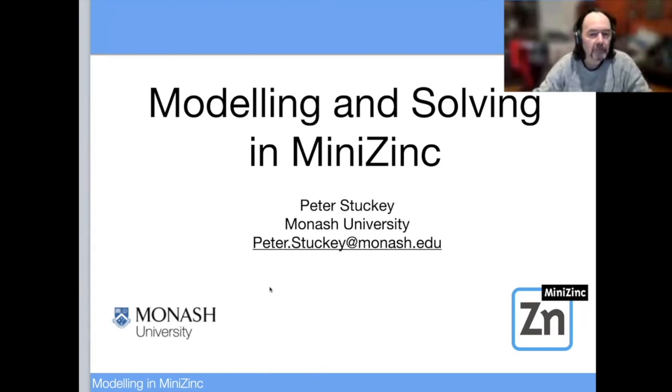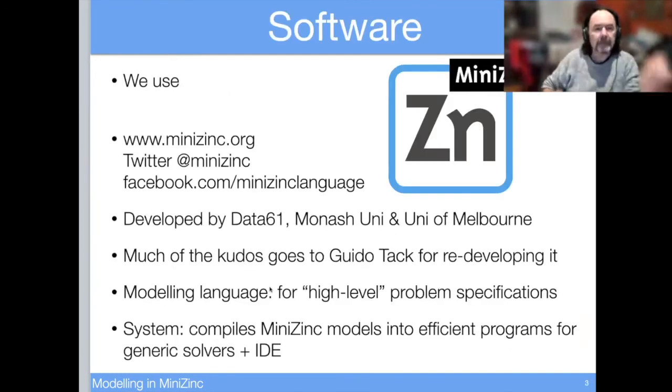Anyway, we're going to be talking about MiniZinc, which is a constraint modelling system. You can find it all on www.minizinc.org. You can follow us on Twitter or Facebook if you so desire. Basically it's been developed over many years by Data61, which is a research institute, Monash University and the University of Melbourne. And I should say that Guido Tack is in charge of MiniZinc, and the reason that it's such a great thing that it is today is really because of a lot of work from him.